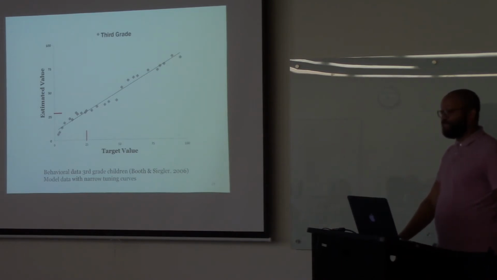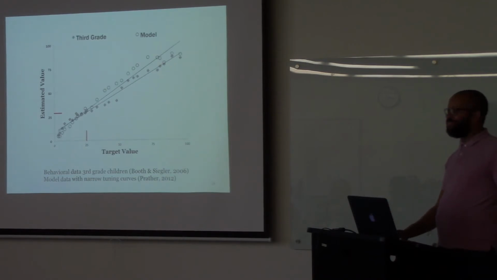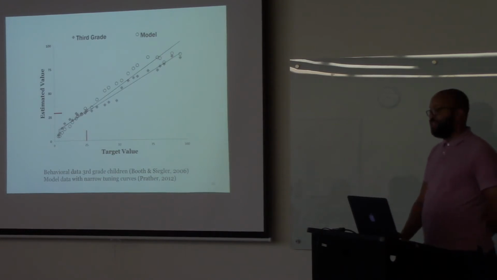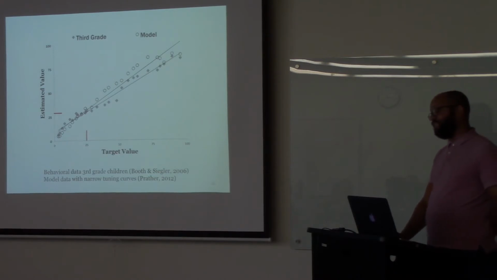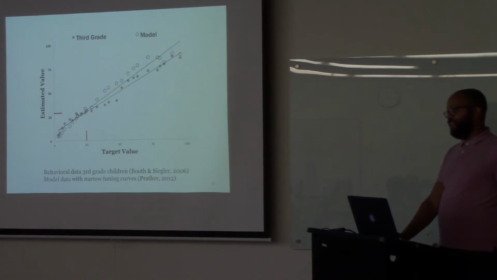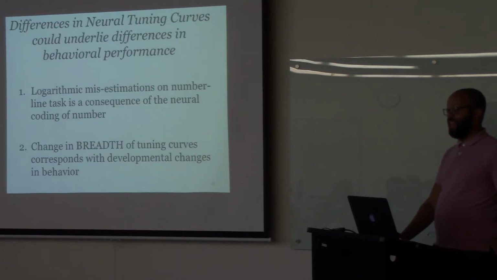That's a whole other thing I can get into. But if you take the same model, make the tuning curves a little more precise, you get something a little more like that. Not a perfect match, but a lot closer to what the third graders are doing as opposed to what the kindergartners are doing. So it seems like, to some degree, modeling the precision of these neural tuning curves, thinking about how this changes over time from when you were a kindergartner to when you were a third grader, corresponds very nicely with the actual behavioral changes in how people do on number line tasks.